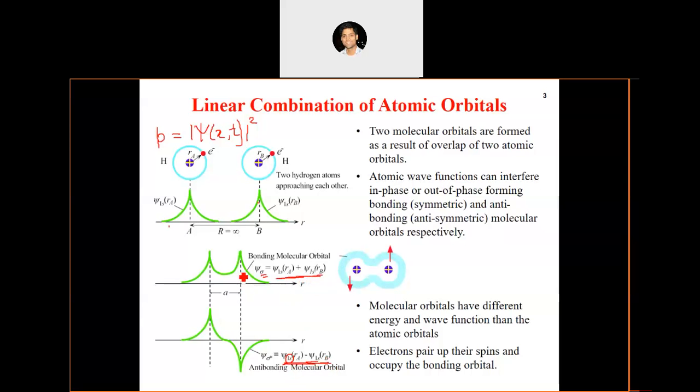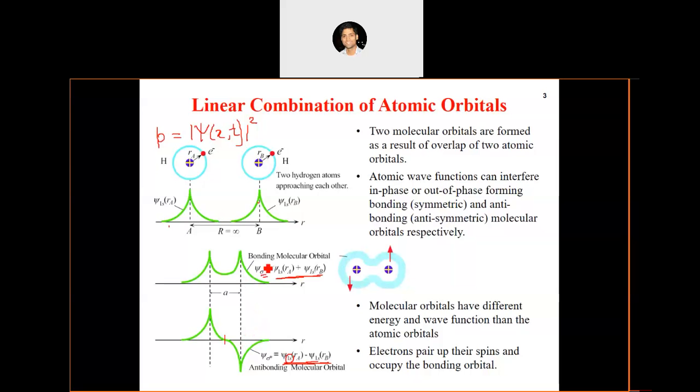When they are interacting in phase, you can see that the density of electron is maximum, or the probability of finding an electron in the center of the two atoms is maximum, right? While when they are interacting in an out of phase manner, the probability of finding an electron in the center is almost zero actually, right? So this is the difference between in phase and out of phase interaction or interference.